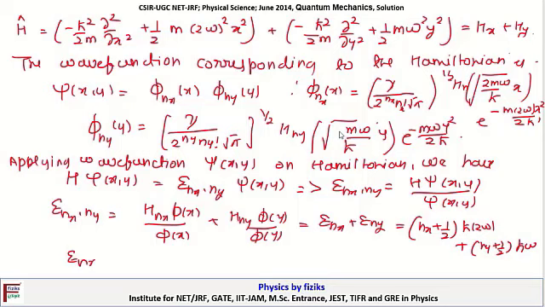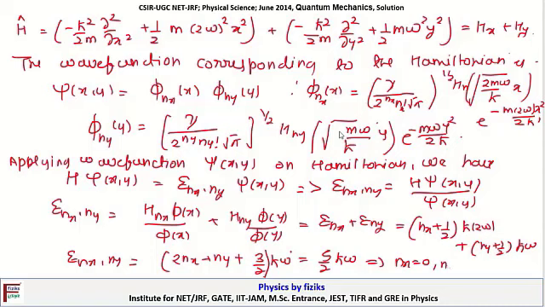So E nx ny turns out to be 2nx plus ny plus 3 by 2 h cross omega. But this term is equal to 5 by 2 h cross omega, implies nx would be 0 and ny would be equal to 1.